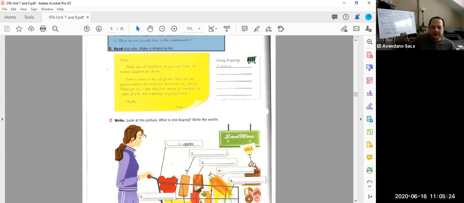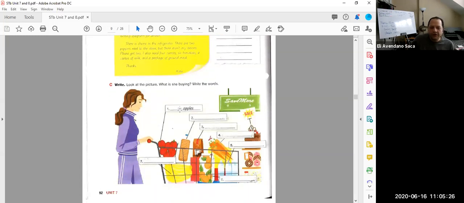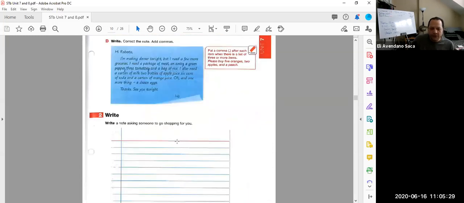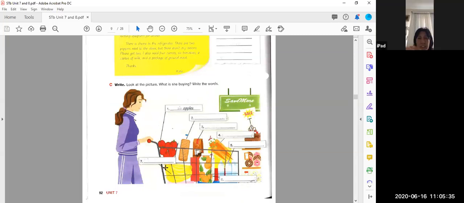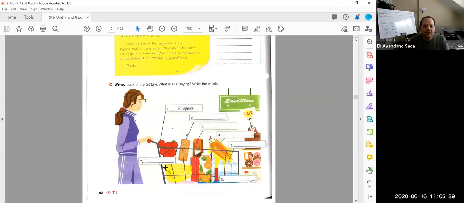Now look at the picture, okay? And I want you to write what she's buying. By the way, what is this called? The thing that she's pushing, what do we call that? Shopping cart. Very good. Okay, so write down the items. Number one, six apples, right? Please write it down, and then you're gonna tell me. Write down the items, please.